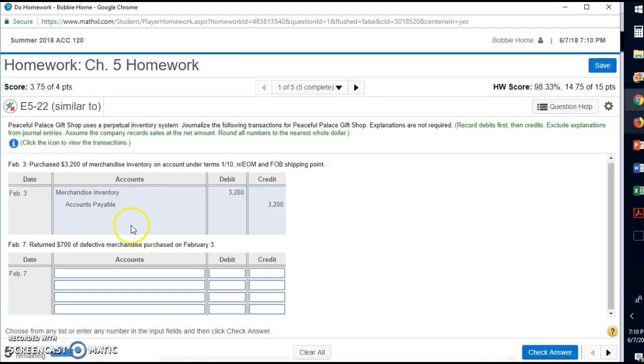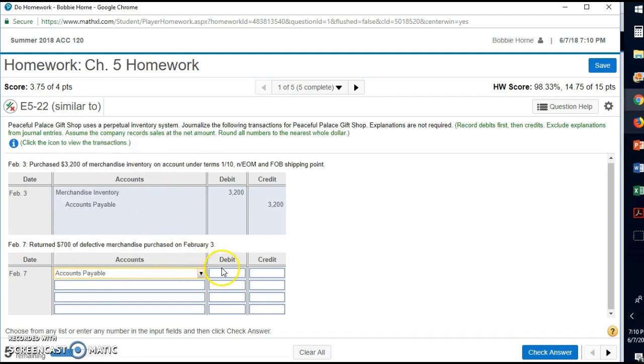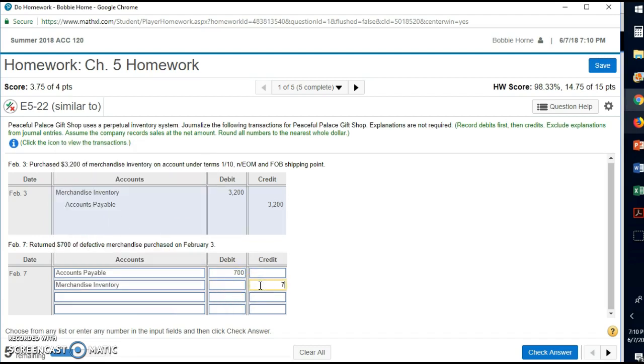And then we returned $700 of defective merchandise purchased. So when we return it, we didn't pay with cash, we charged it to accounts payable. So now we no longer owe it. So we're going to debit accounts payable to decrease accounts payable by $700. So now we only owe $2,500 when we pay. And then we want to reduce merchandise inventory because we sent $700 of it back.